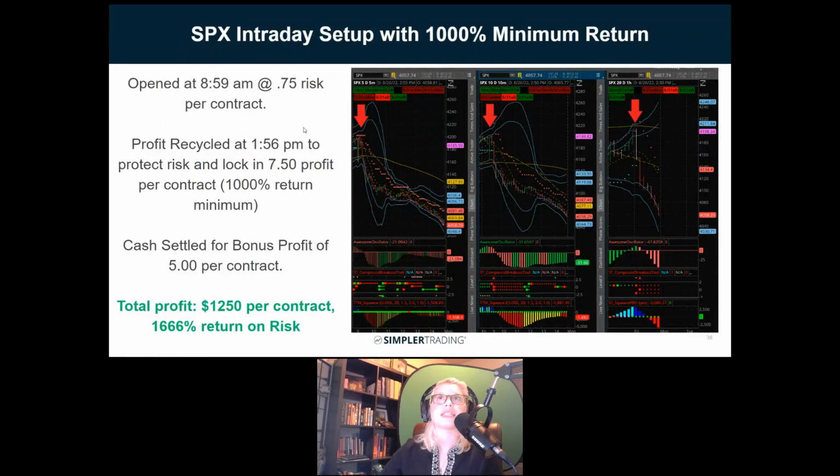And so here's another example of that. This was another trade I opened, surprisingly enough, at 8:59. Maybe that's a time of day I should look at, right?